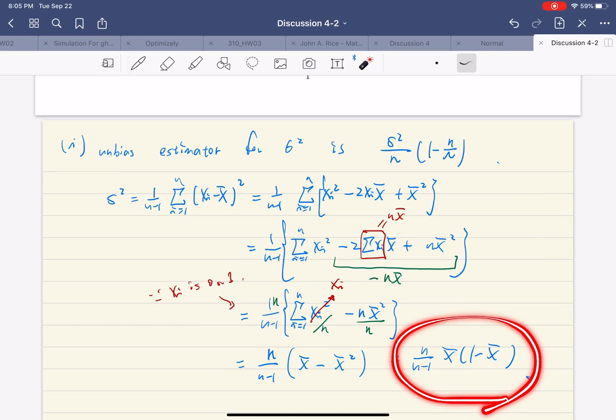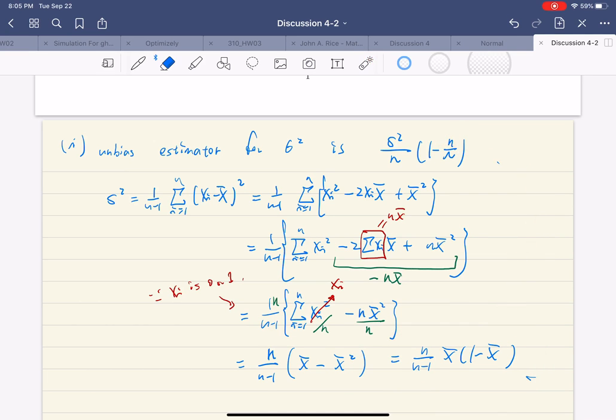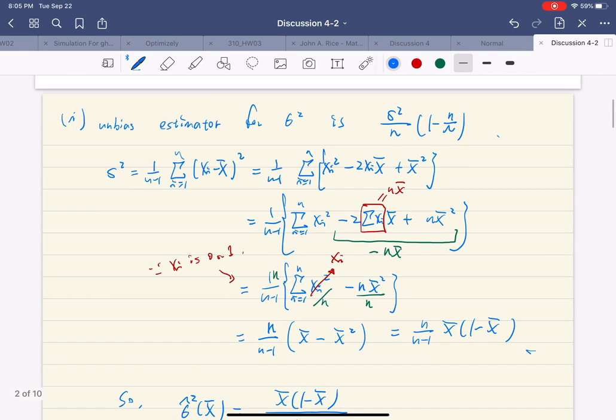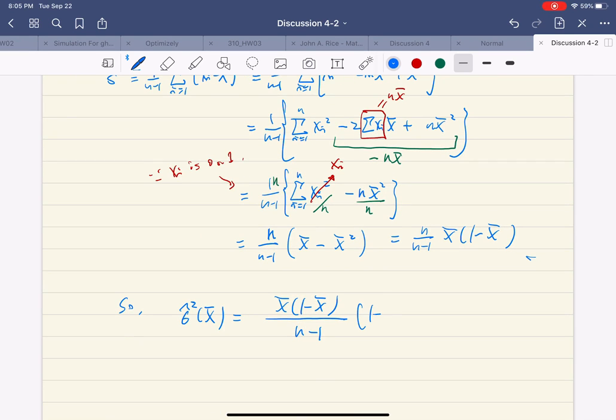So we plug this into here to get the unbiased estimator for sigma squared. Define the estimate, which is equal to S bar times 1 minus S bar, divided by n minus 1, times 1 minus n divided by big N.